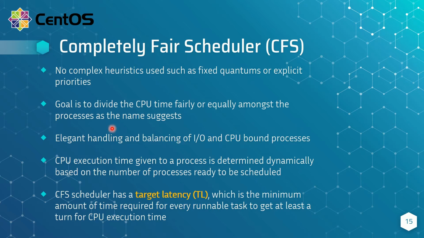The goal of this scheduler is to divide the CPU time fairly or equally amongst the processes, as the name would suggest. It has an elegant handling and balancing of I/O and CPU bound processes, which we'll see in the upcoming slides. CPU execution time given to these normal processes is determined dynamically, based on the number of processes ready to be scheduled. There's a concept for the CFS scheduler called the target latency, or TL. We can think of this as a block of time, which is the minimum amount of time required for every runnable task to get a turn for CPU execution time.